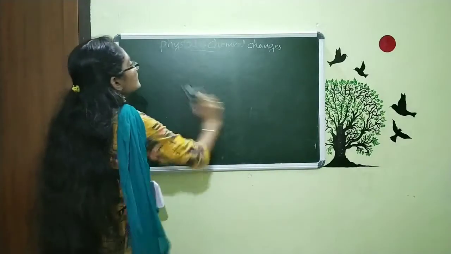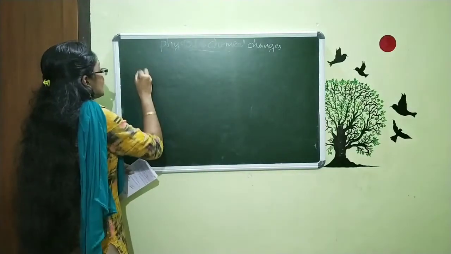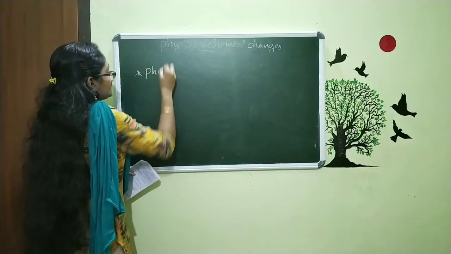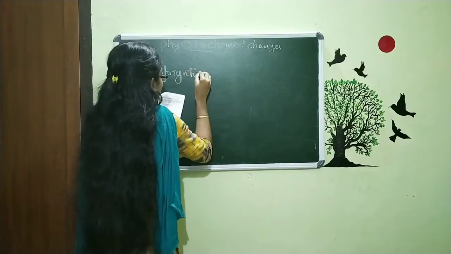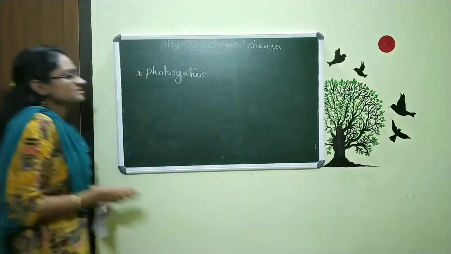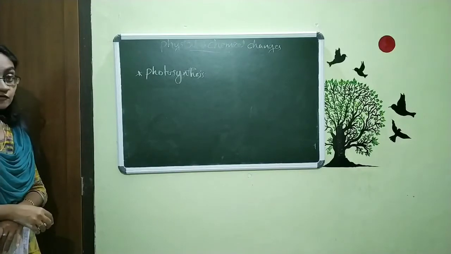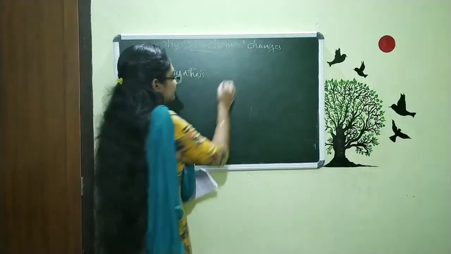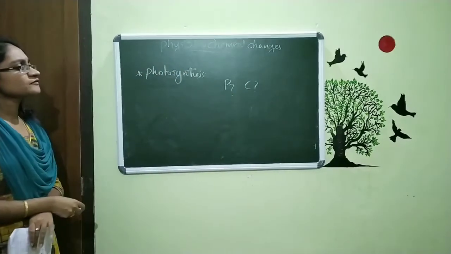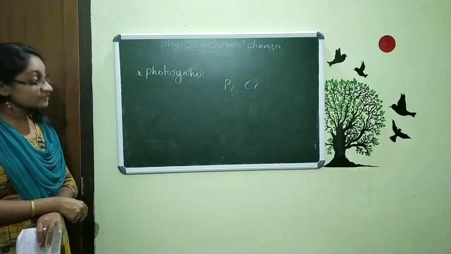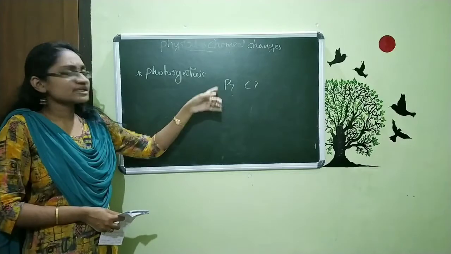The next example is about photosynthesis. You already studied about photosynthesis in the biology session. Now my question is this: is photosynthesis a physical or chemical change? What type of change is this? Actually photosynthesis is also a type of change that occurs in plants. And now is it physical or chemical change?